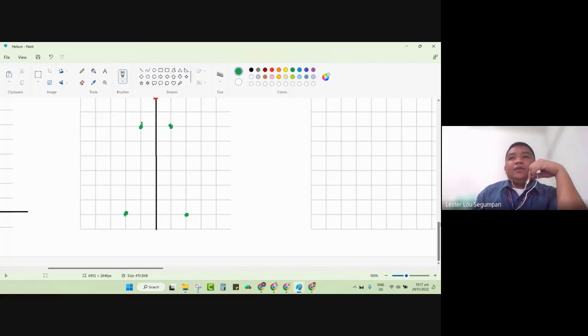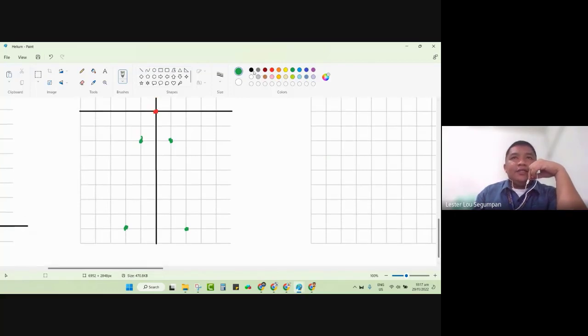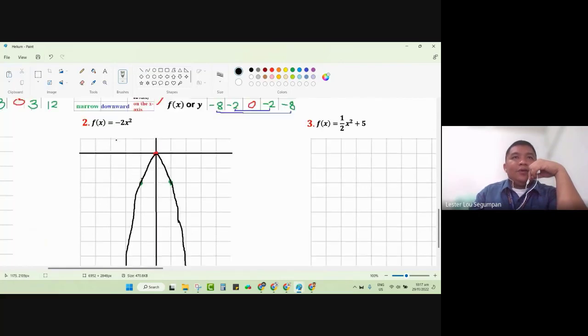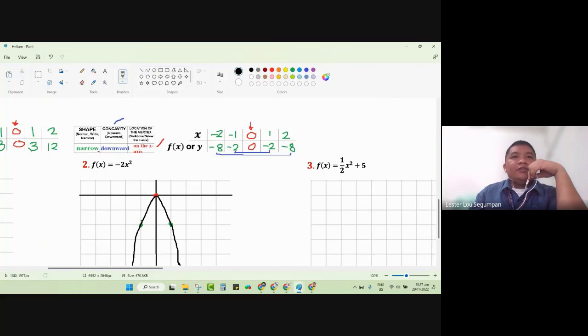Just like that. And when you connect these, assuming again that my graph is good, the parabola should change its direction here in this vertex and it will go down. Pardon if it looks a little bit V, but it's not V. It should be curvy down here. And this is your graph. So it opens downward and it's a little bit narrow and it's on the x-axis.